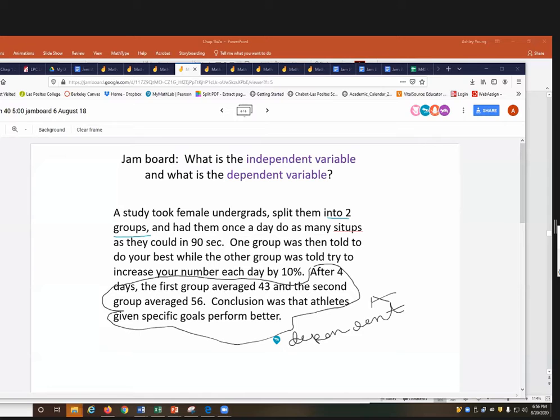Okay, so my question to you folks is this. Who are my subjects? Who are the people who are in this study? Female undergrads, great. So I have female undergrads in the study.